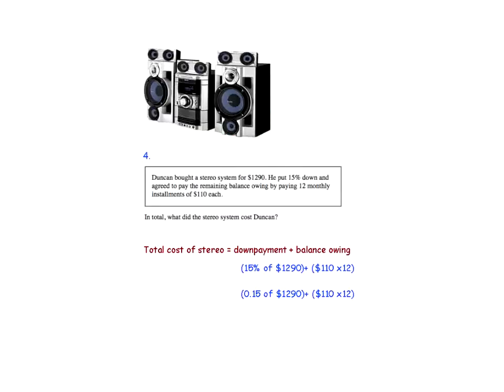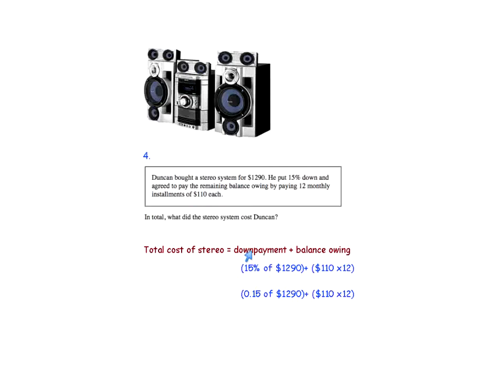Going on to the next one, we've got an expensive looking stereo system here. The question says Duncan bought a stereo system for $1,290. He put down 15% of that amount first, and then he agreed to pay the remaining balance by paying 12 monthly installments of $110. So overall, of course, he's going to pay more than the $1,290 because he's getting to spread that out over a year. So how much is Duncan paying in all? What's the total cost of the stereo?